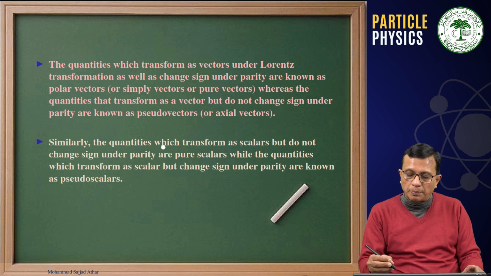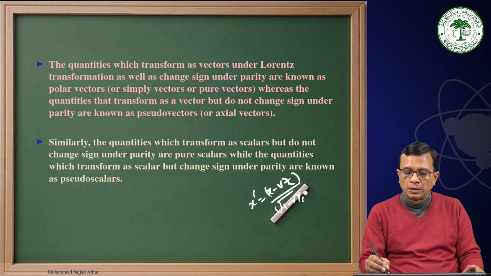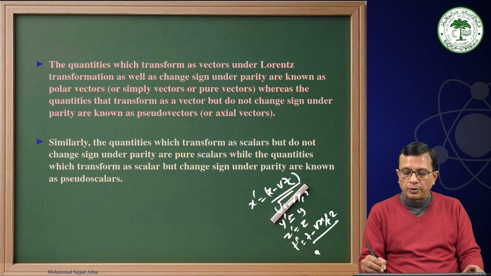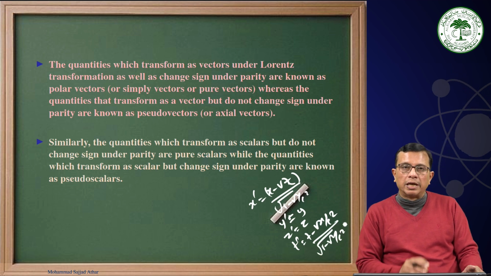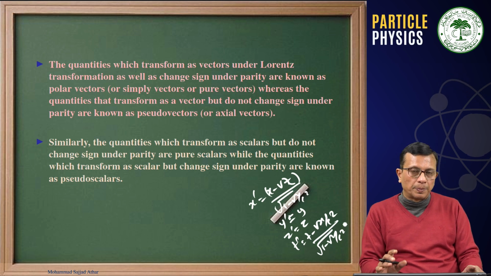That means if you talk about the Lorentz transformation, t prime is (t minus Vx/c²) upon square root of (1 minus V²/c²). Under this Lorentz transformation, if a quantity is unchanged as well as unchanged under the parity operation, then we say that quantity is a pure scalar, or simply a scalar.